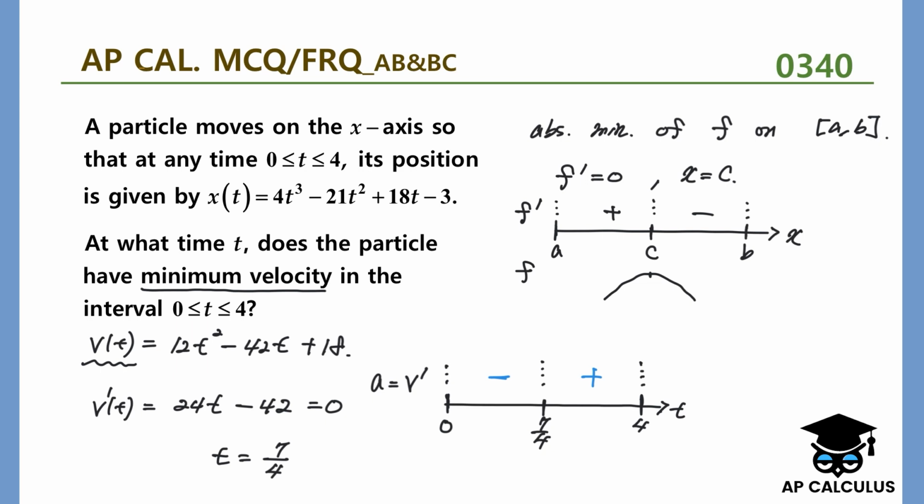Remember that? This means our velocity decreases in this interval, then increases, right? So this is our relative minimum of velocity. At the same time, this is the lowest point in this interval, so this is the absolute minimum velocity, right? So at what time t does the particle have a minimum velocity in this interval? We have minimum velocity when t is equal to 7 over 4, right?